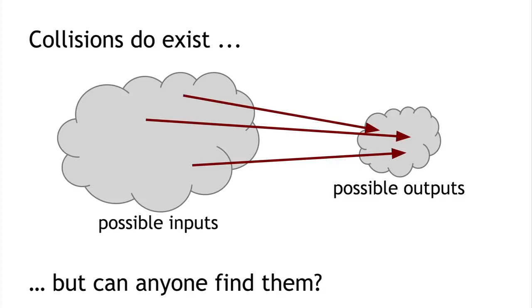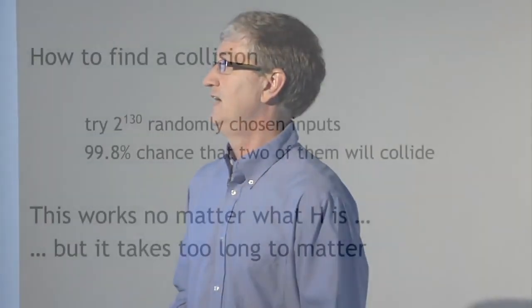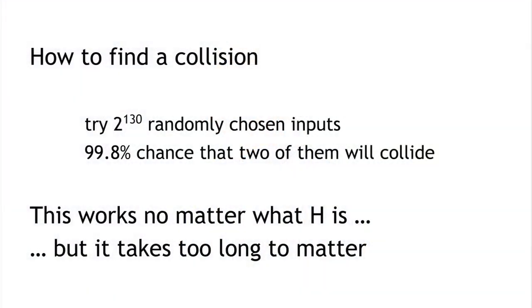The question is, are there any collisions that are findable by regular people using regular computers? Okay. Now, to make things even worse, I said that it has to be impossible to find a collision. Let me tell you how to find a collision, because there's a method that's guaranteed to work. And the method works like this, that we're going to pick 2 to the 130 randomly chosen inputs over on the left cloud of that previous diagram.